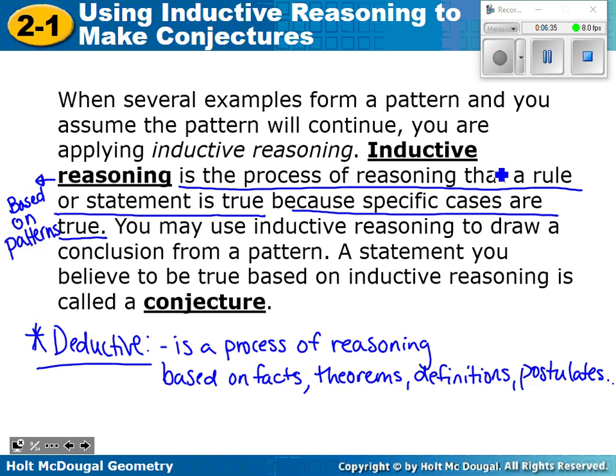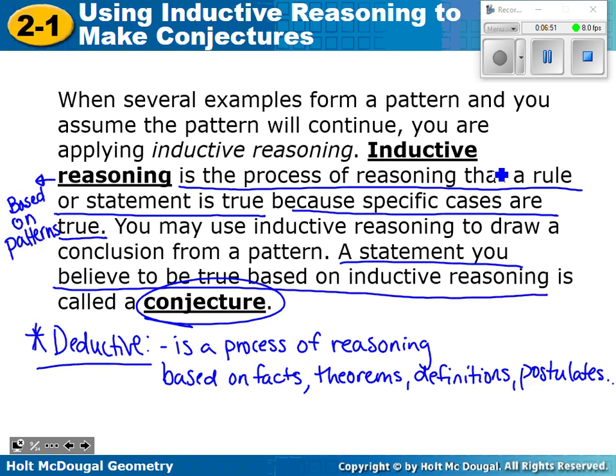You can use inductive reasoning to draw a conclusion, like Edwin wears a white shirt to school every day. That would be our conjecture. A conjecture is simply a statement you believe to be true based on inductive reasoning. So my conjecture was Edwin wears a white shirt every day. Okay, it may be a true conjecture, maybe a false conjecture, but it's something that I made up based on my pattern. Does that make sense?